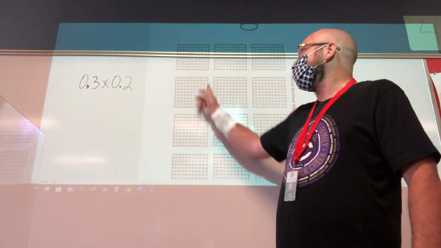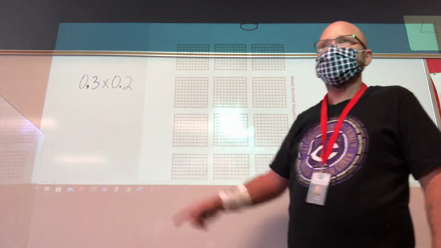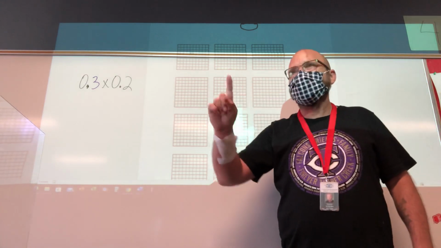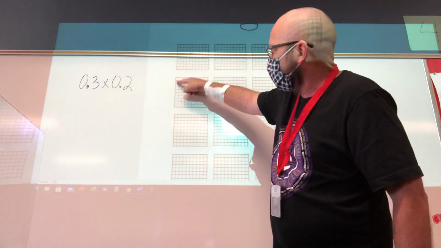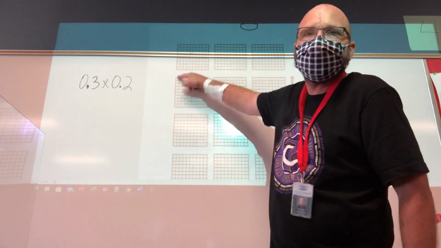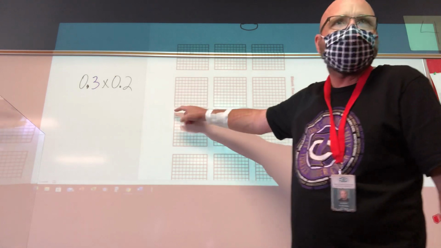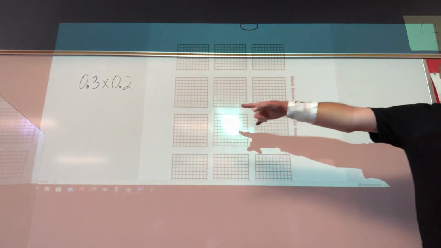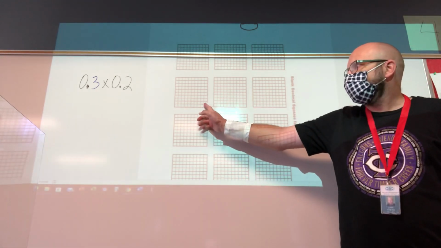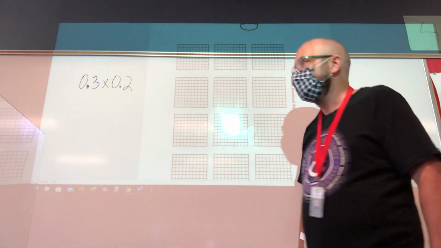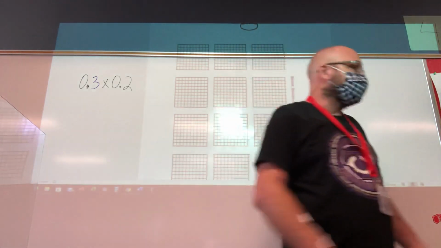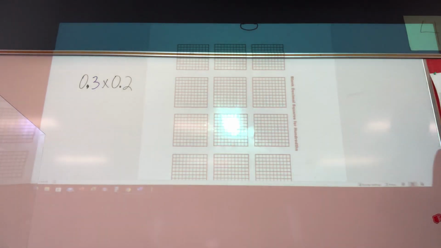Camden, this whole square is worth how much? 100 hundredths, so it equals 1. Chloe, each column is worth what? 1/10. Thomas, each little square is worth what? 100. 100. So yesterday, you learned some of these.